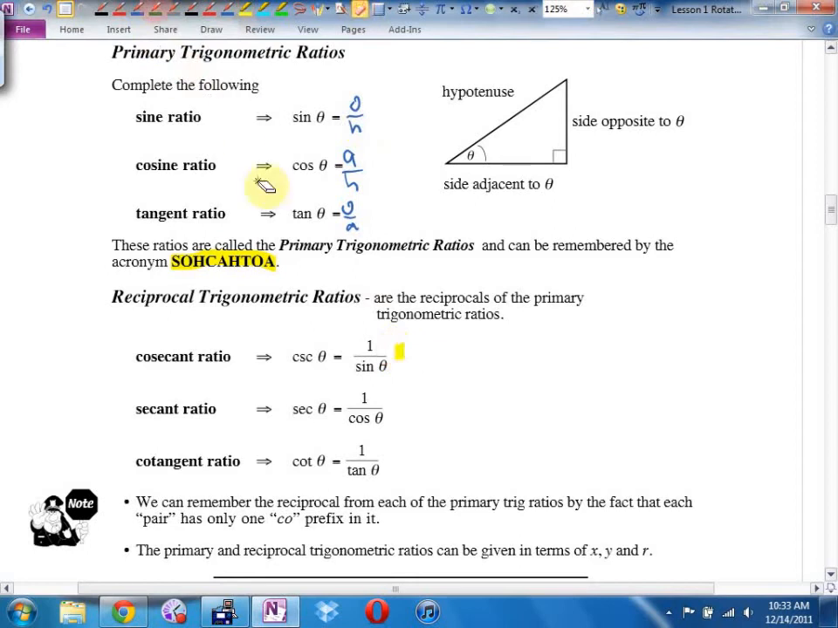If secant, abbreviated SEC, is 1 over cos, what is secant in terms of opposite, adjacent, and hypotenuse? If secant is 1 over cos, what's secant in terms of opposite, adjacent, and hypotenuse? Cotangent is 1 over tangent. Okay. What's cotangent in terms of opposite, adjacent, and hypotenuse? Adjacent over opposite.